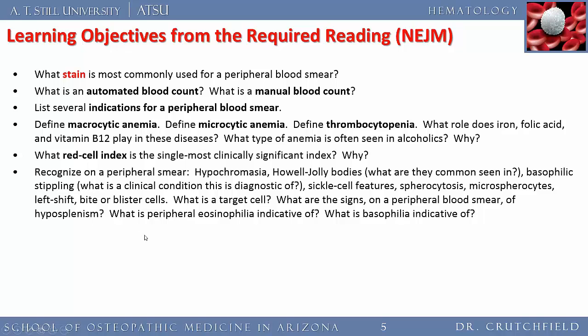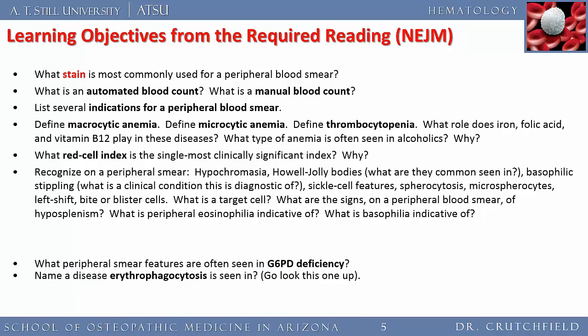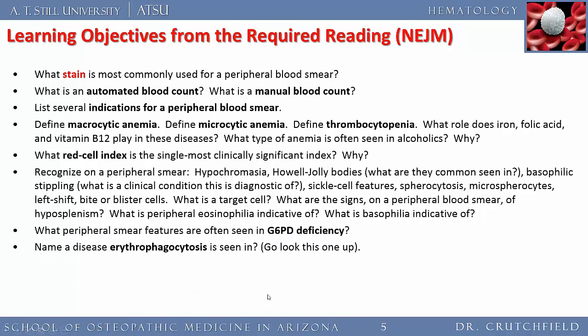And what is peripheral eosinophilia indicative of? And what is basophilia indicative of? What peripheral smear features are seen in G6PD deficiency? Again, this is going to come from your assigned reading. And name a disease that erythrophagocytosis is seen in. And this one, just go look this up. Go type in on Google erythrophagocytosis and find a disease that this is seen in.